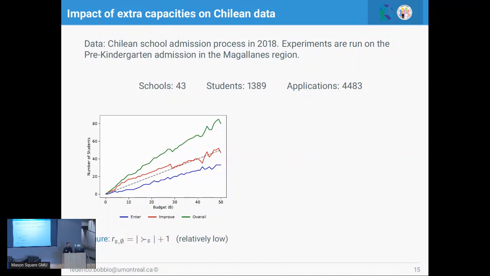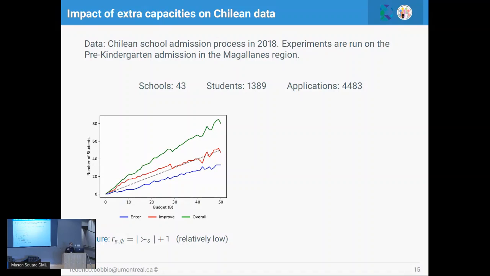We took the section of the pre-kindergarten because it's the biggest one in the Magallanes region, which is the southernmost region in Chile. 43 schools, 1,400 students approximately. Every student has a preference list of length three or four, something like that. So here, the penalty for having an unassigned student, these are children, is the length of the preference list plus one.